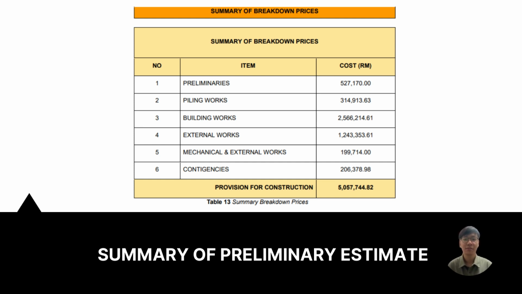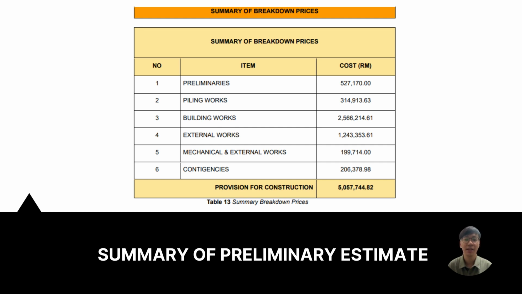Total for preliminaries is RM527,170. For piling works is RM314,913.63. Next, for building works is RM2,566,214.61. For the external works is RM1,243,353.61.